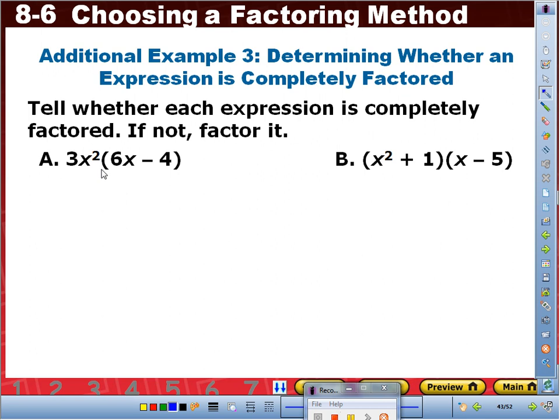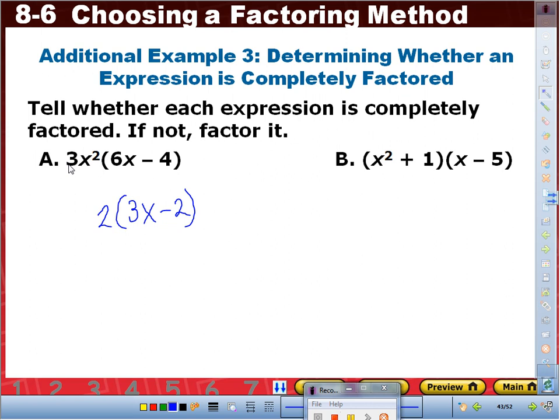However, check it again. Is there a GCF for these two? Yes. What is that? 2. So then we're left with 3x minus 2, right? 6x divided by 2 is 3x. Negative 4 divided by 2 is negative 2.